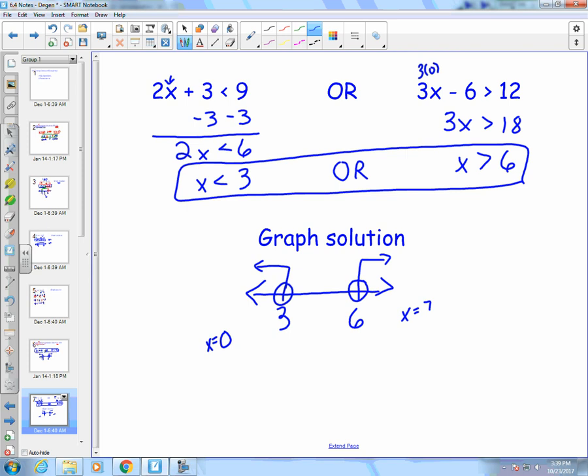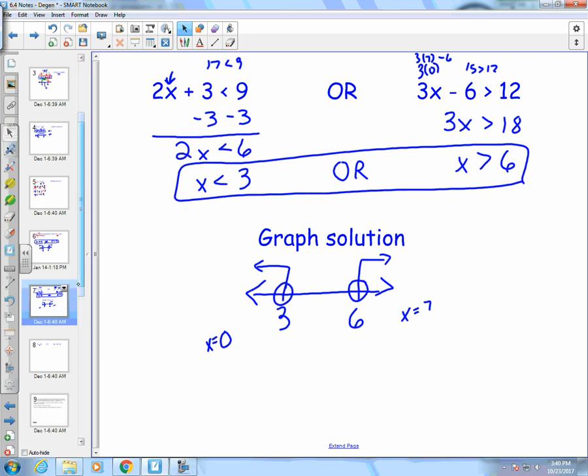Perhaps I will choose something like x equal to 7. So if I substitute a 7 in for my x, 2 times 7 is 14, 14 plus 3 is 17, 17 less than 9, false statement. But if we do 3 times 7, which is 21, minus 6, that gives me 15, and 15 is greater than 12, true statement. So it made the other one true. It only makes one of the two statements true.